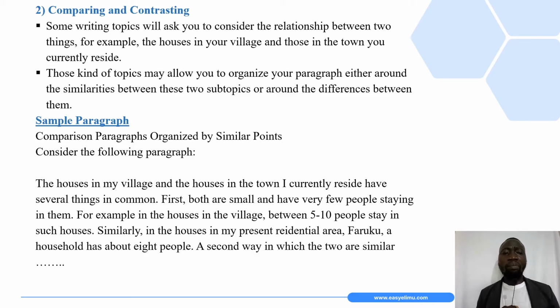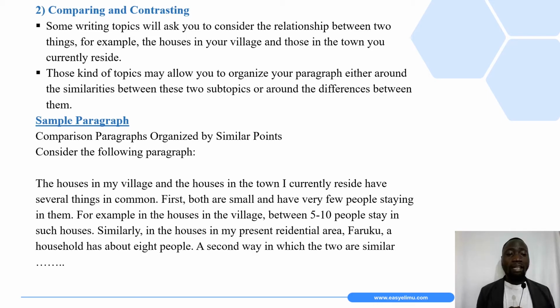Sometimes we may need to compare and contrast. That is looking at how the houses in the villages look like and how the houses in towns or cities look alike. That is by using the topic sentence that we gave, living in a village being better than living in a town. Those kinds of topics may allow you to organize your paragraph either around the similarities between these two subtopics or around the differences between them. So that is all about comparing and contrasting.